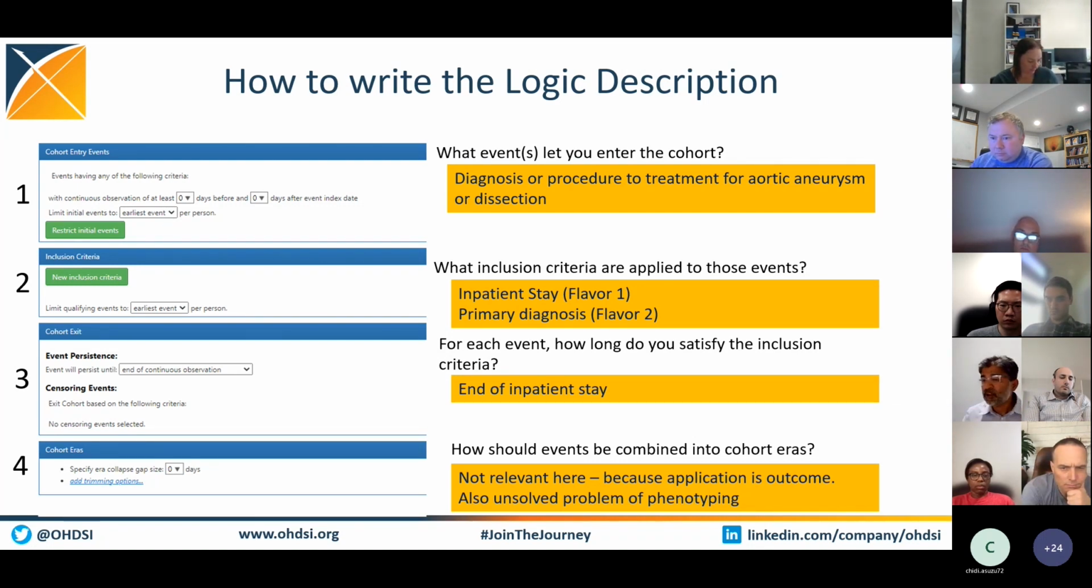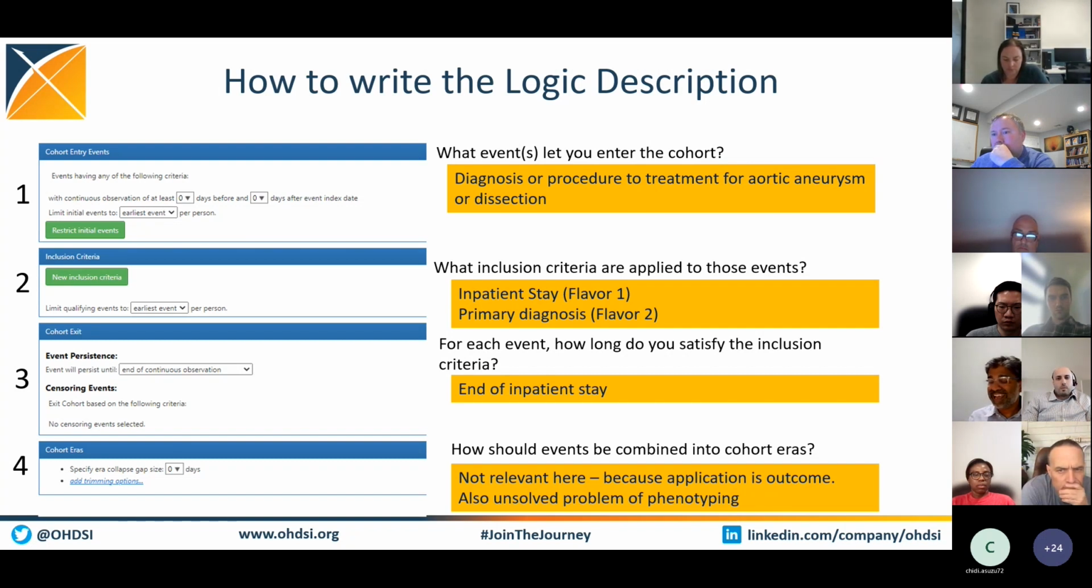Now, inclusion criteria: what additional criteria should the event continue to satisfy to stay in? One example is the requirement of inpatient stay. We would like those events, those diagnoses, those procedures to happen in an inpatient stay. Another requirement could be those diagnoses should be in a primary position. So only events that satisfy the inpatient stay and, for flavor 2, primary diagnosis will continue to stay in. The cohort exit could be the end of the inpatient stay, as an example, or it could be the last date of that diagnosis.